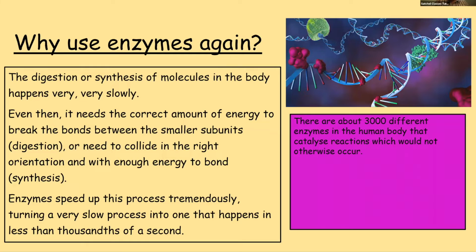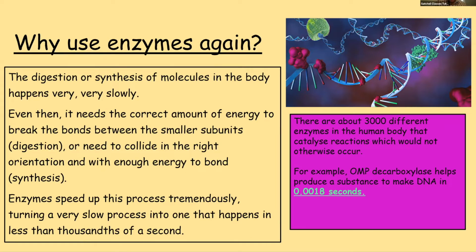As an example, there are about 3,000 different enzymes in the human body that catalyze reactions which otherwise wouldn't normally occur. OMP decarboxylase helps produce a substance that makes DNA in your body. Now, DNA is really important because it contains all your genes and genetic information. It's produced in 0.0018 seconds with this enzyme present. Without it, the reaction would take around 78 million years, meaning that life would not have started.